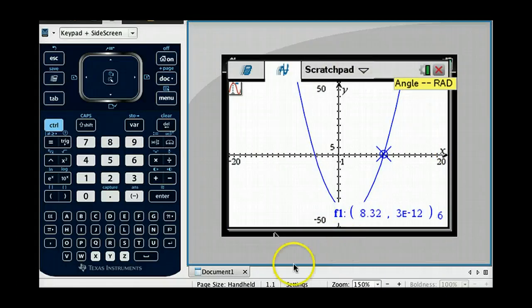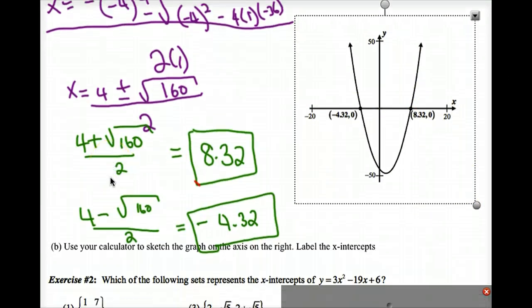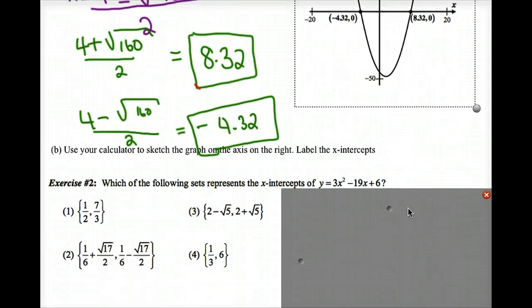Okay, I want you to sketch that onto your paper. So this is my sketch, which is something similar to what you should have. I just moved everything over, okay? And notice it says label your x-intercepts, so I just wanted to make sure that I labeled it, which was those points that I showed you on the graph.